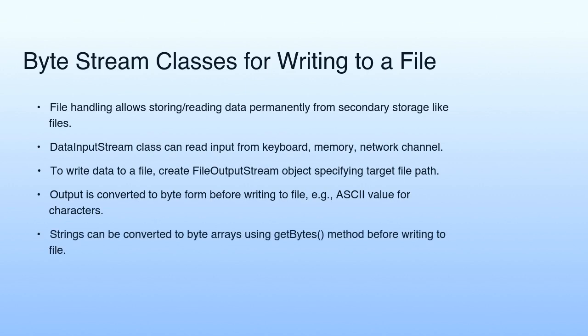The InputStream class can read input from sources like the keyboard, memory or a network channel. To write data to a file, we create a FileOutputStream object specifying the target file path. Output is converted to byte form before writing to the file, such as converting characters to their ASCII values. Strings can be converted to byte arrays using the getBytes method before writing to a file.